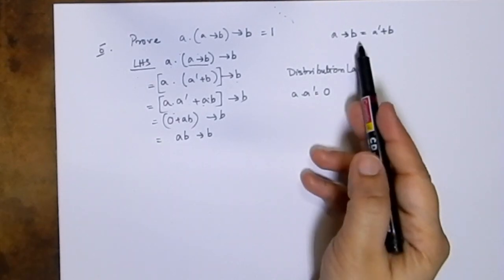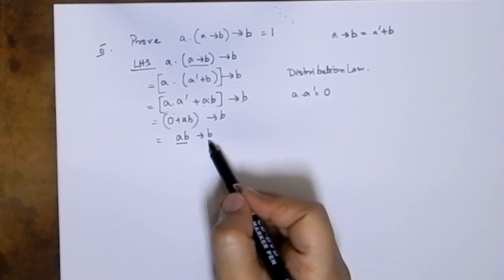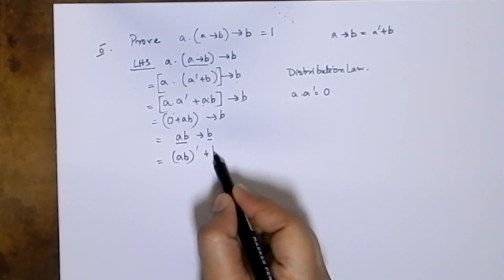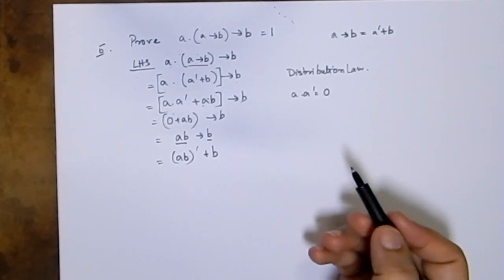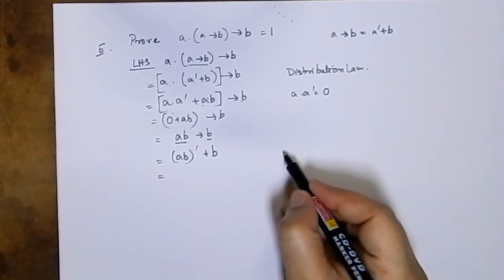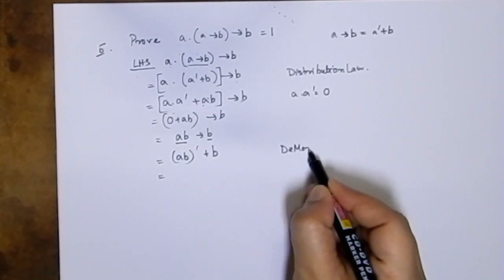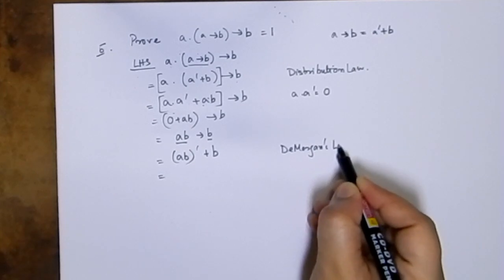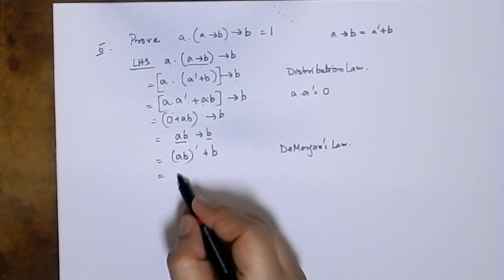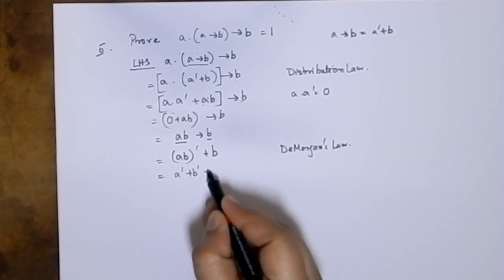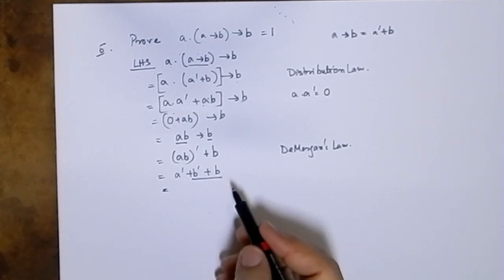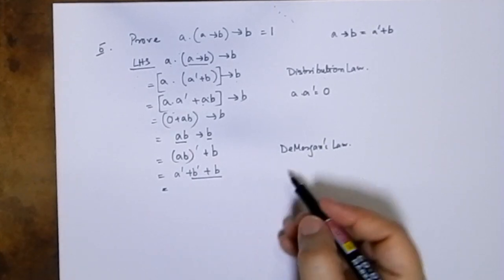Now again, this is the antecedent and this is the consequent, so it should be (AB) dashed plus B. Again, using De Morgan's law over here, the second law, which states that the complement of a product is the sum of the individual complements, we get A dashed plus B dashed plus B. Now B plus B dashed is equal to 1. This is the complementary law.